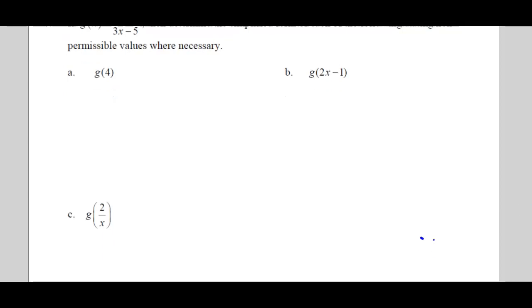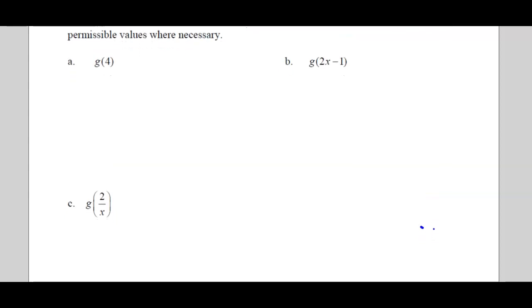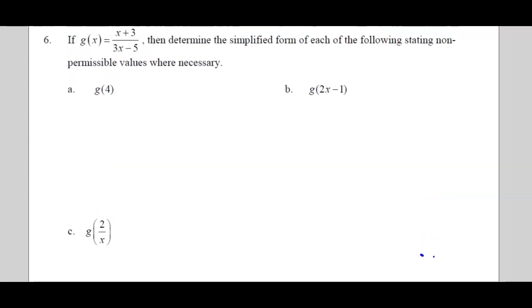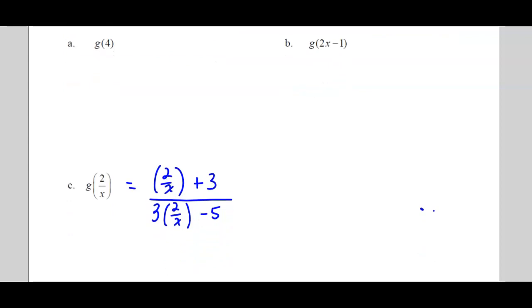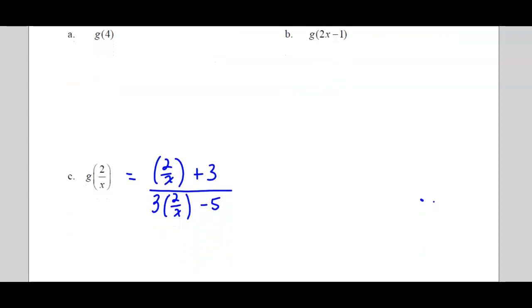So we're going to do C together. It is function G. That means everywhere there's an x, we're going to substitute 2 over x. So 2 over x plus 3 times 2 over x minus 5. So really when we do this, we get what's called a complex fraction. Fractions within a fraction.